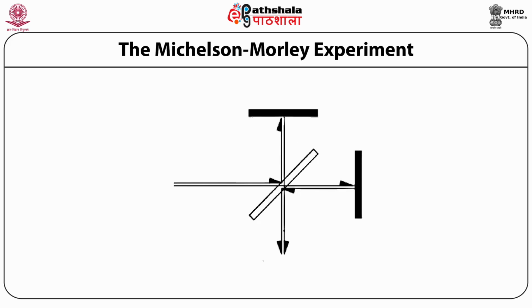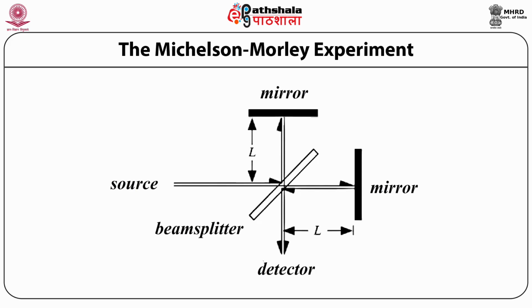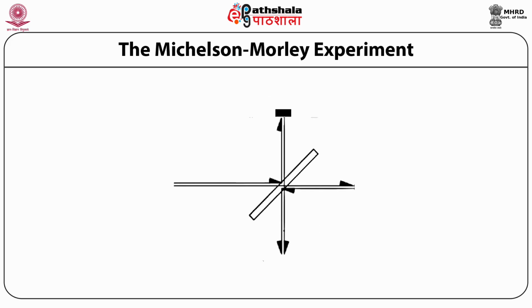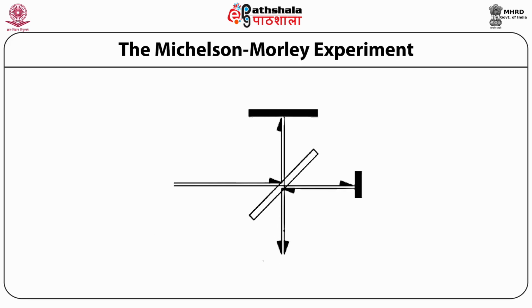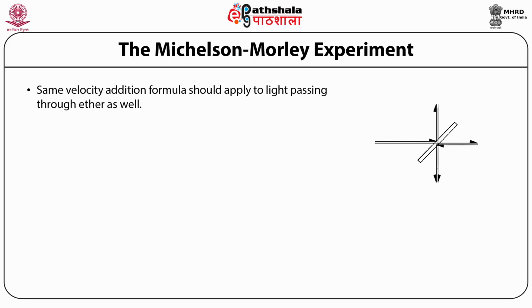Now if we look at this setup and see that this entire setup is moving along the direction of propagation of the electromagnetic wave with a speed v, then we can again use the same formula for the law of addition of velocities.